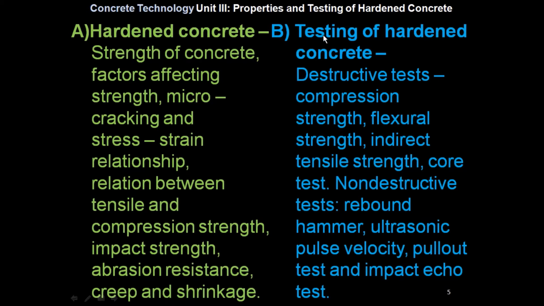Part B is testing of hardened concrete, which includes destructive tests: compression strength, flexure strength, indirect tensile strength, core test; and non-destructive tests: rebound hammer, ultrasonic pulse velocity, pull-out test and impact echo test.